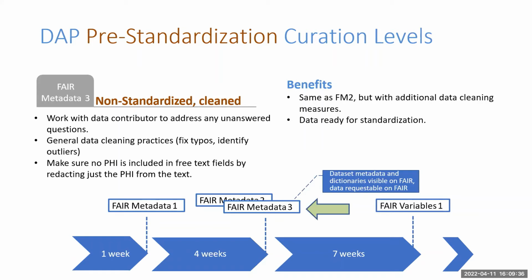So the reason we separated this out is because it can actually take quite some time to go back and forth with the data contributor to make sure that they're addressing any unanswered questions, and we want to go through and do any cleaning processes like fixing typos, identifying outliers, and again, making sure that there's no PHI information in there. In that previous FM2 step, if there were PHI, we would just simply redact the entire free text fields. In this case, we leave the free text fields in place, but only redact the PHI.